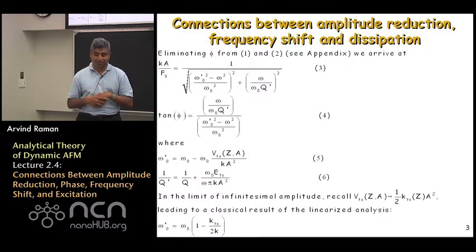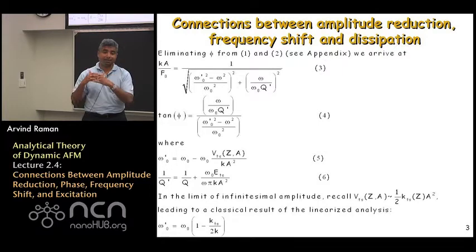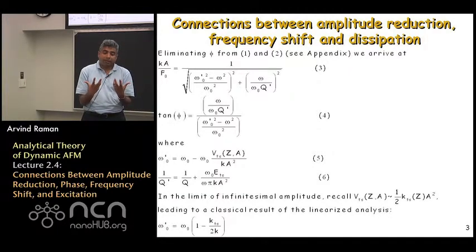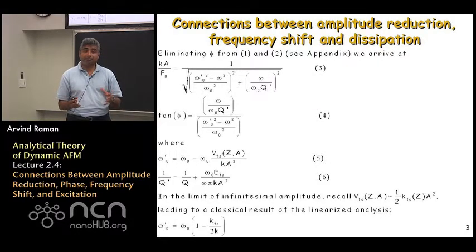The modified natural frequency actually equals omega naught times 1 minus KTS divided by 2K. And this is just the linearized result of the frequency shift due to a change in force gradient, something we derived when we did the linearized analysis. So equations 5 and 6 are very fundamental global equations that in the linearized limit reduce to what we had discussed earlier. But they are in fact valid for much larger amplitudes as well.